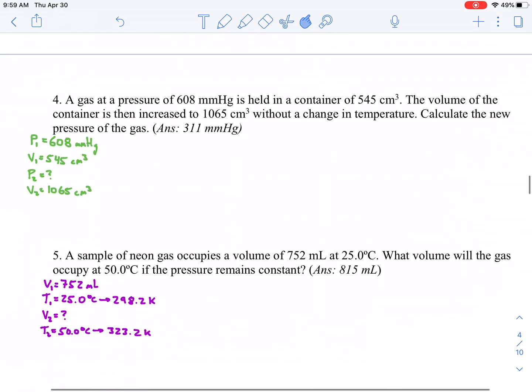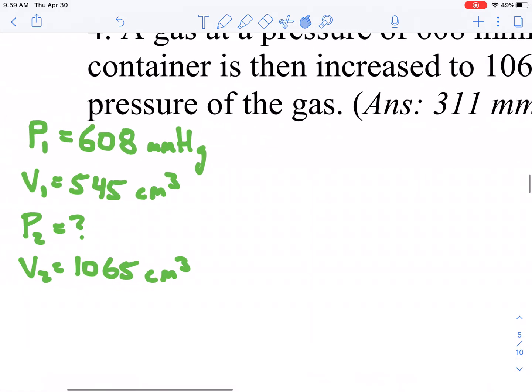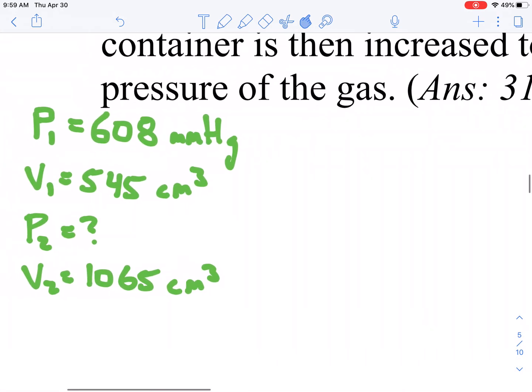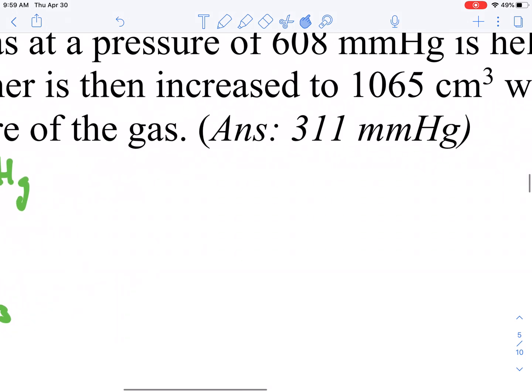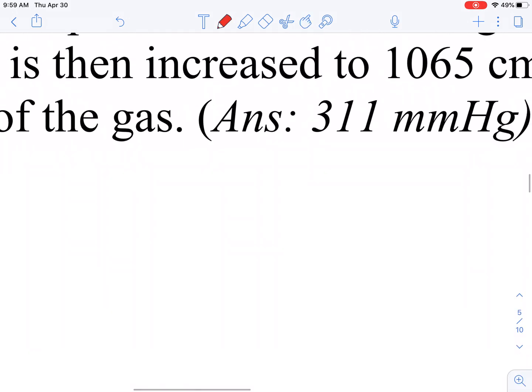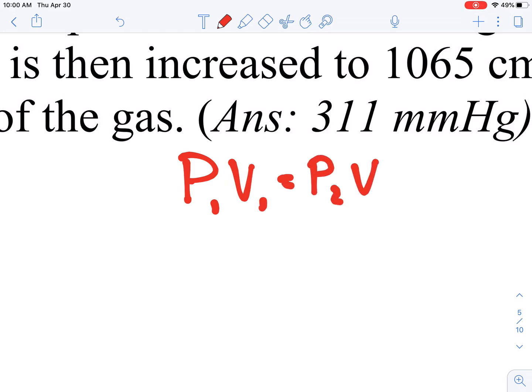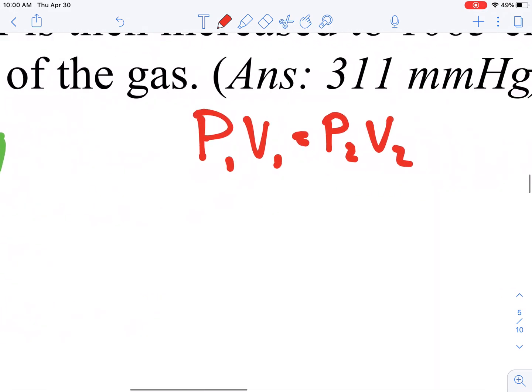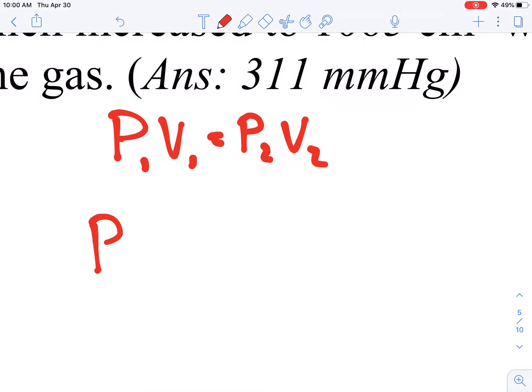All right, let's try number 4. Again, in number 4, we have a list of variables, and this one is P1V1 and P2V2, right? So we're again going to be using Boyle's law. P1V1 equals P2V2. In this case, we're asked to solve for P2. So if we want P2, we're going to have to divide out V2.